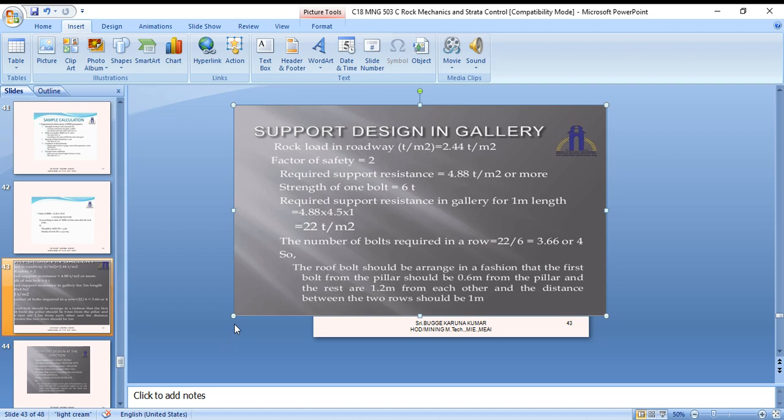The roof bolts should be arranged in such a fashion that the first bolt from the pillar should be 0.6 meter from the pillar, and the rest are 1.2 meter from each other, and the distance between the two rows should be 1 meter.